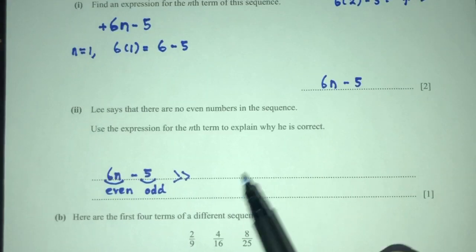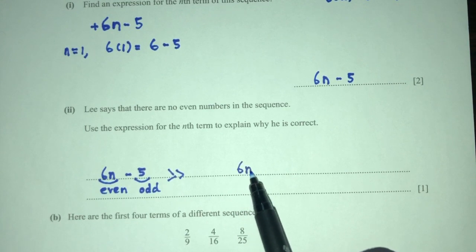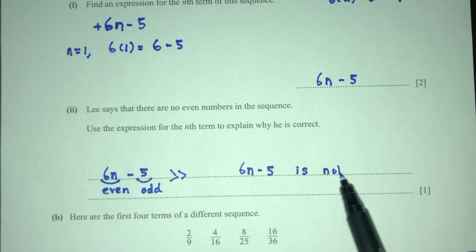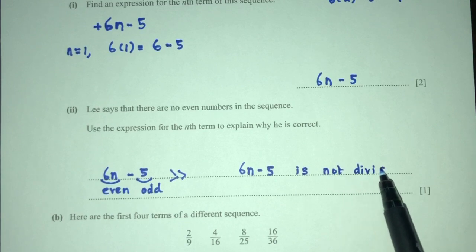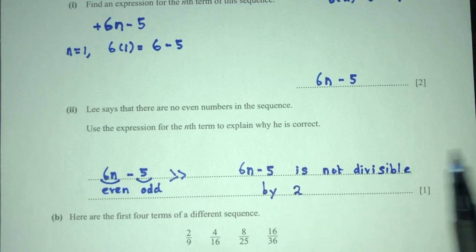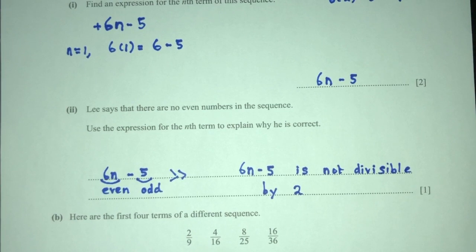The other way, you can just say that the expression 6n minus 5 is not divisible by 2. That is the other answer as well. So 2 answers you can put that make sense to show that you understand what even numbers are and how you can show this is not going to give you an even number.